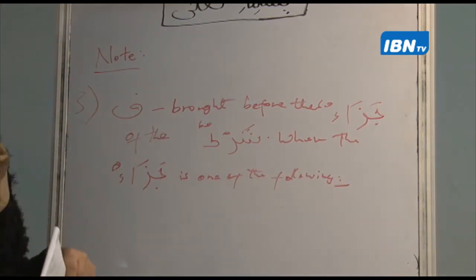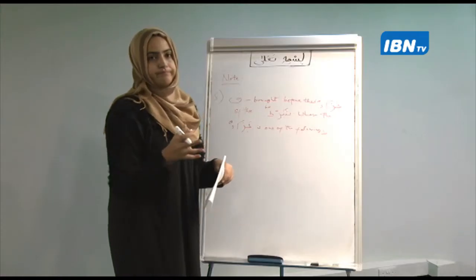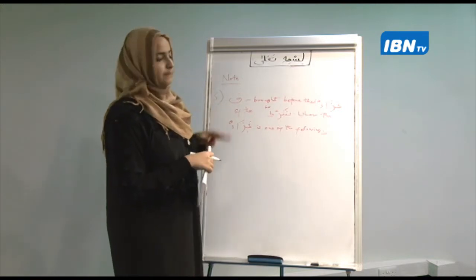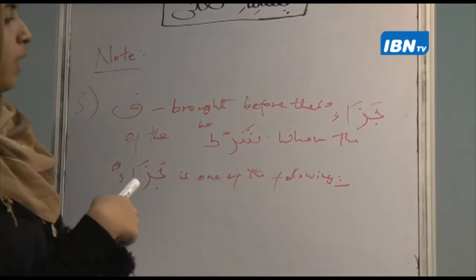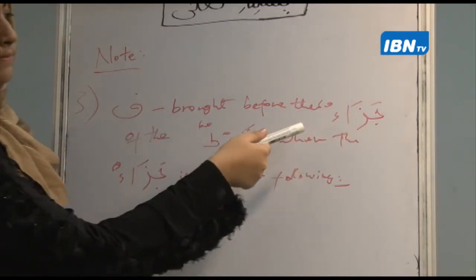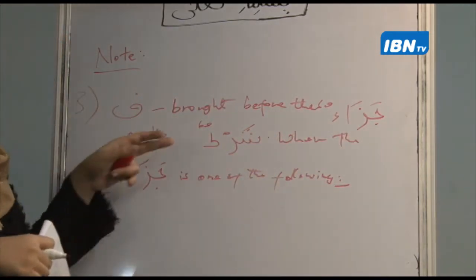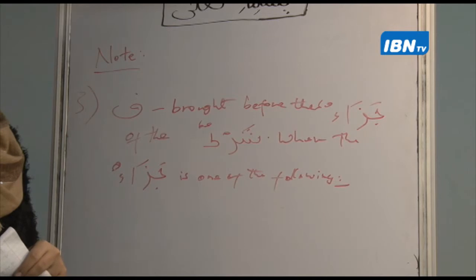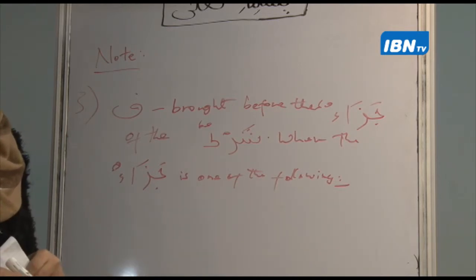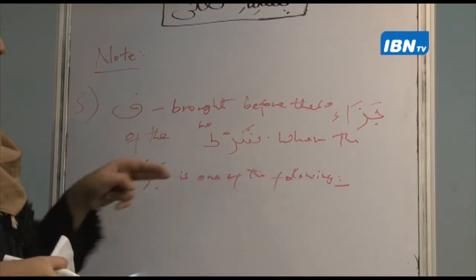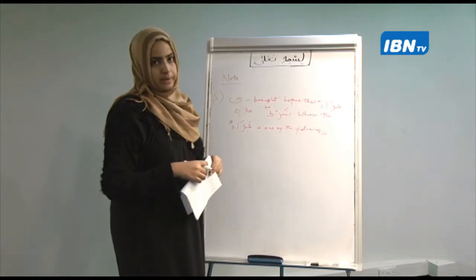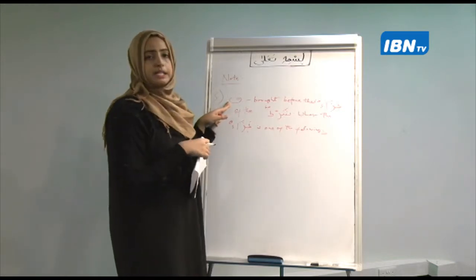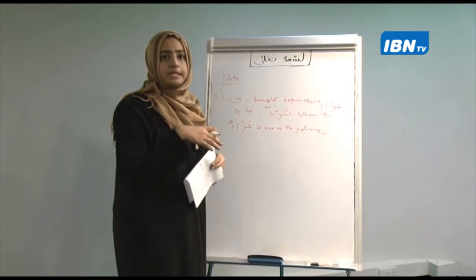Okay, now of course this big ruling may blow your mind, but I'll try to explain it, okay? So fa is a particle. It should be brought before the jaza of the shart, meaning it should be brought before the result of the condition, but only when the result is one of the following. I hope it's clear till here, meaning that this particle fa should be brought before the result of the condition.